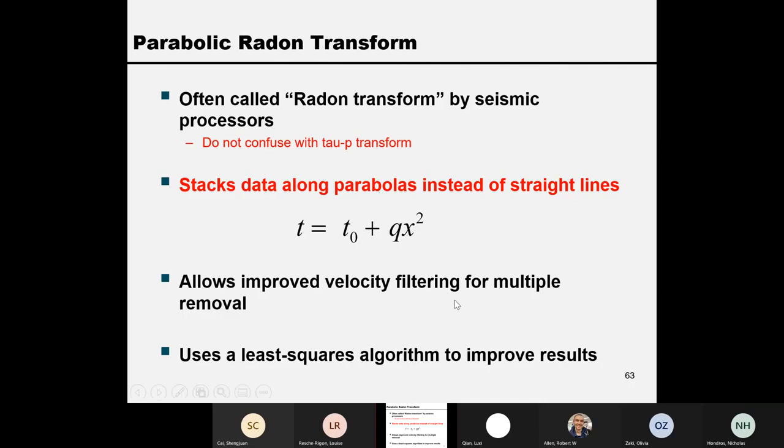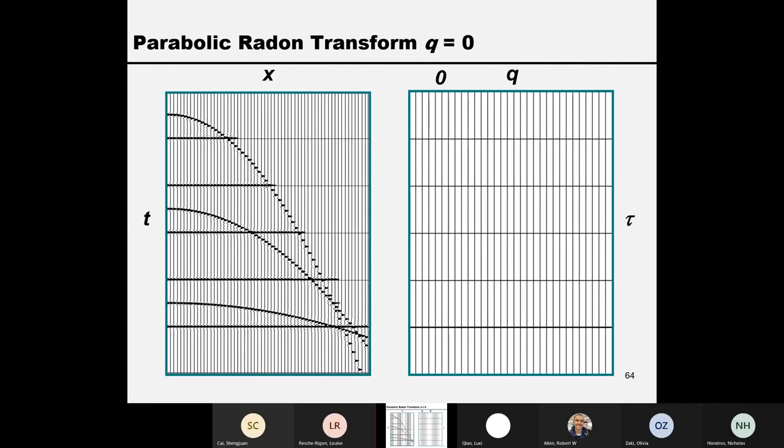In the seismic community, we call this parabolic Radon simply the Radon transform. In other fields, the tau-p transform is called the Radon transform. But in the seismic community, we call the parabolic Radon the Radon transform, to somehow distinguish it from the linear Radon, which means the tau-p transform.